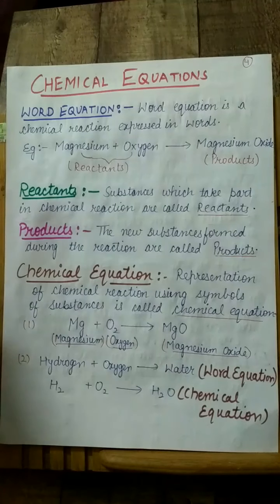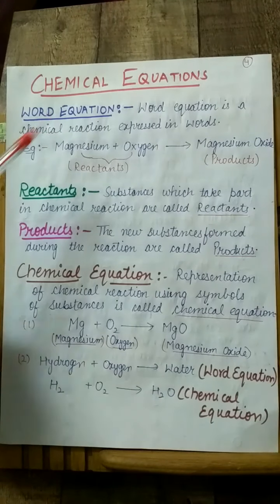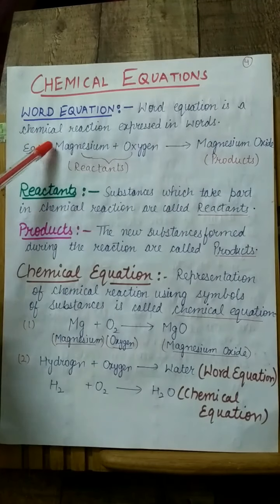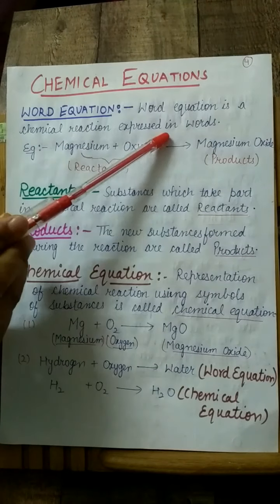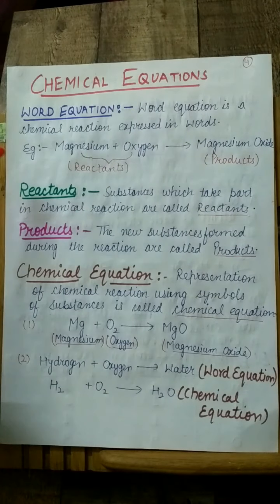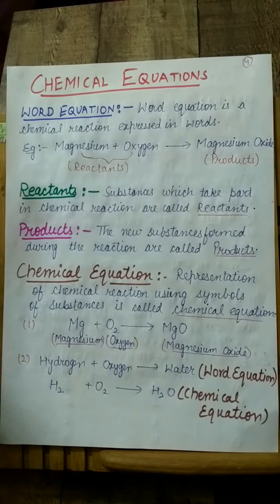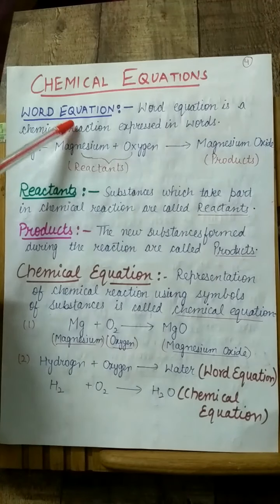First one is word equation. What is a word equation? A word equation is a chemical reaction expressed in words. Meaning to say, when we are expressing an equation in words, then it is known as a word equation.